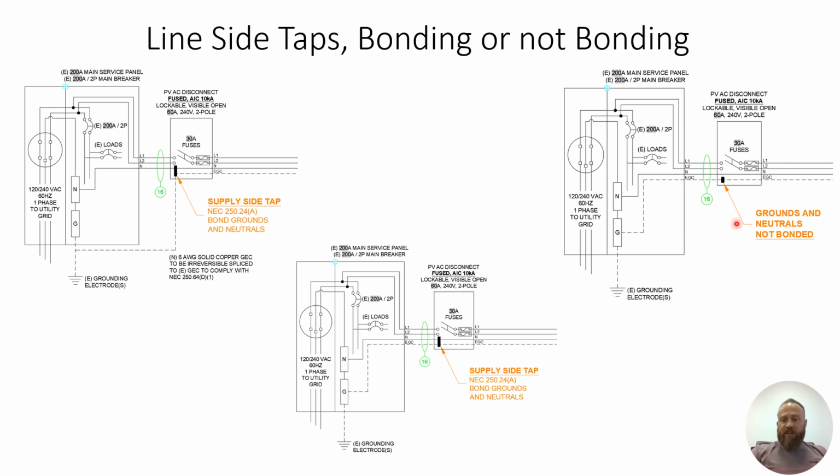And then finally, the third option is, once again, you can see the black bar, but in this scenario, it only goes over the checkered line, not over the straight neutral line. So this one, we are not bonding the grounds and neutrals, and the ground wire runs inside the conduit with the others.